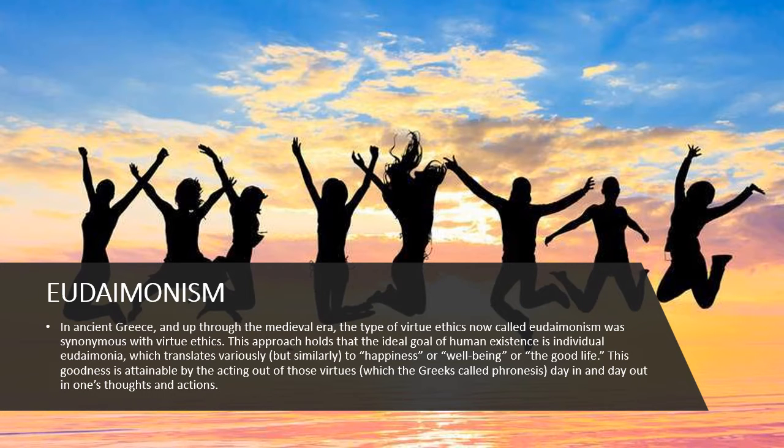In ancient Greece and up to the medieval era, the type of virtue ethics now called eudaimonism was synonymous with virtue ethics. This approach holds that the ideal goal of human existence is individual eudaimonia, which translates variously to happiness or well-being or the good life. This goodness is attainable by the acting out of those virtues, which the Greeks called phronesis, day in and day out in one's thoughts and actions.